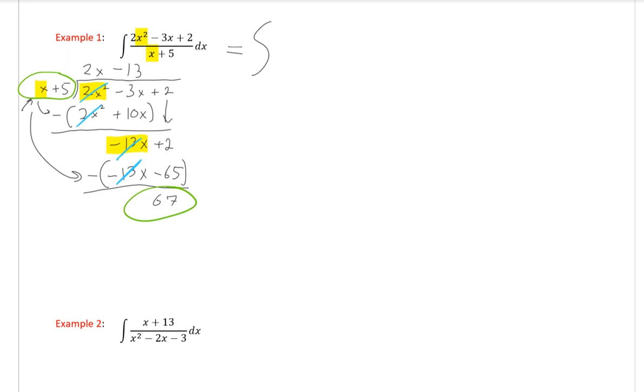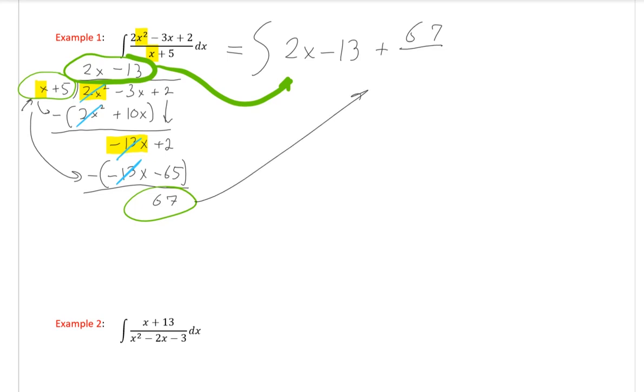I can say that this integral is going to be equal to the result of my long division, 2x minus 13. And then I also have left over a little bit of that 67. So I have plus 67, which is from right here, over my original denominator of x plus 5, dx.